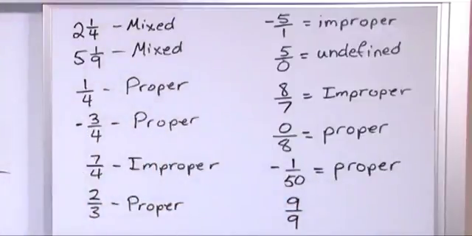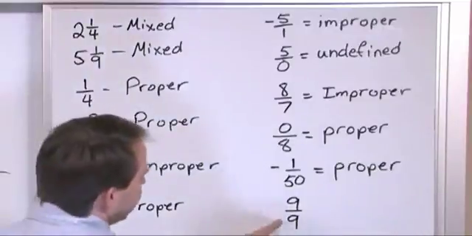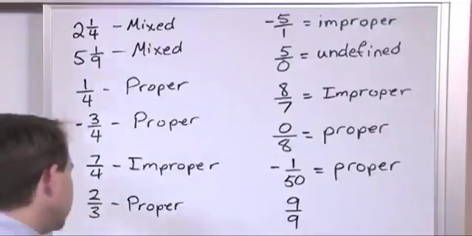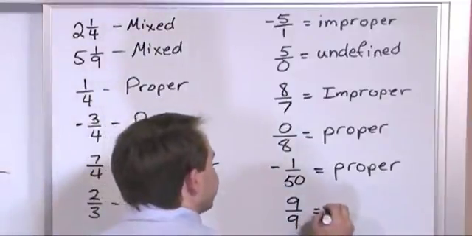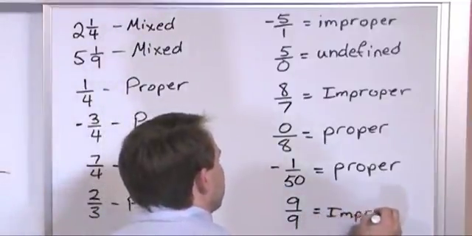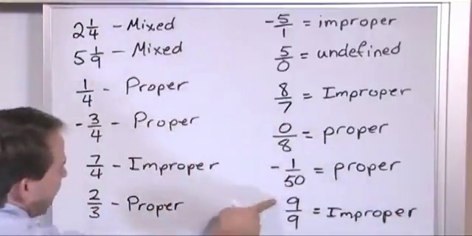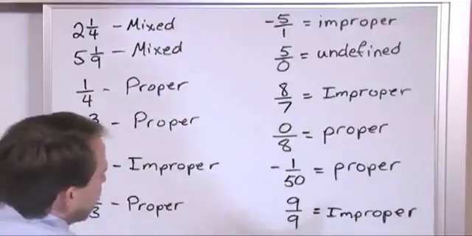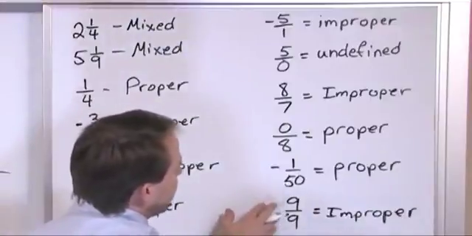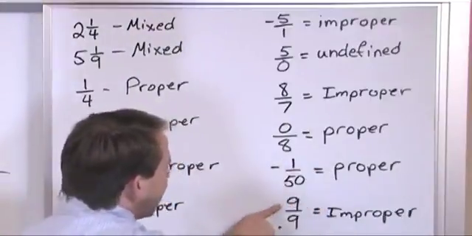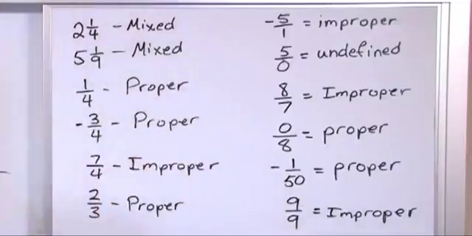What about 9/9? 9 pieces of pizza out of 9 slices that I've cut. I have the whole pizza, in other words. I took 9 pieces, but I only cut it into 9 pieces. Well, it turns out this is improper. It doesn't mean it's a bad fraction or anything. It just means that the top number is not actually smaller. It's equal to the bottom. So for it to be proper, the top number has to actually be smaller. In this case, they're equal, so it doesn't really get you anywhere.